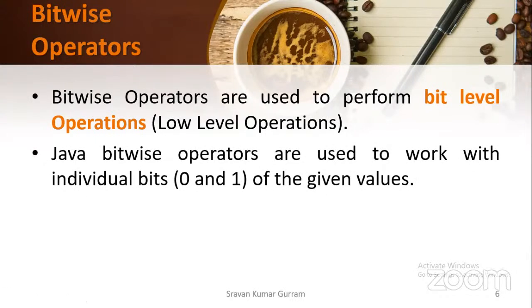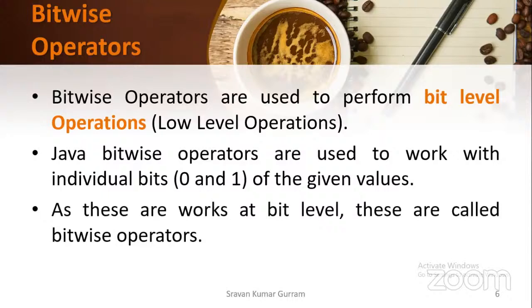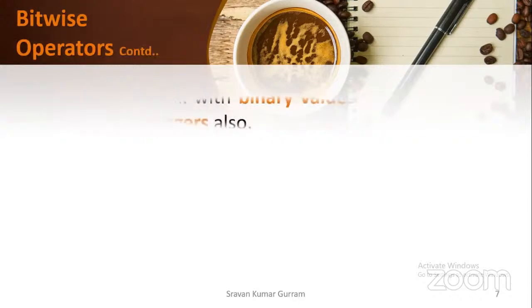So for these Java operators, Java used to work with individual bits, zeros and ones for the given value. Whatever the value we enter, that will be converted into zeros and ones internally. And with these zeros and ones, if you want to work, you can go for the bitwise operators. As these operators work with bits, zeros and ones, that's why these are called bitwise operators.